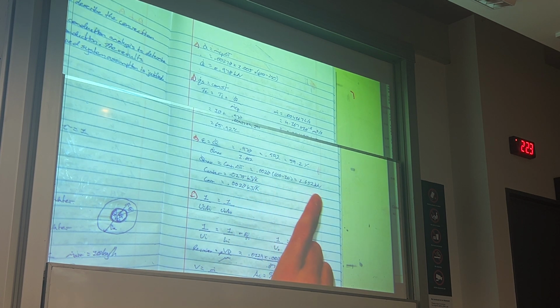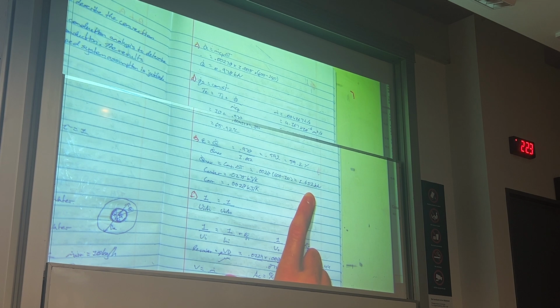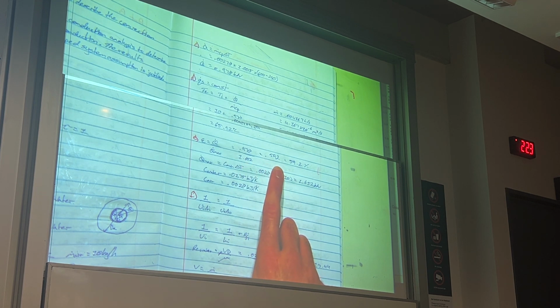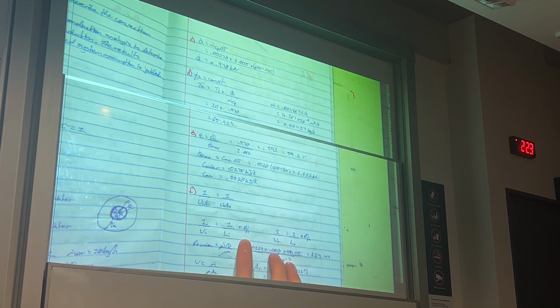And we end up with the maximum heat transfer is 1.652 kilowatts. We plug that into our equation. We find out that 59.2% of our heat is transferred through the heat exchanger. Well, that's our efficiency.